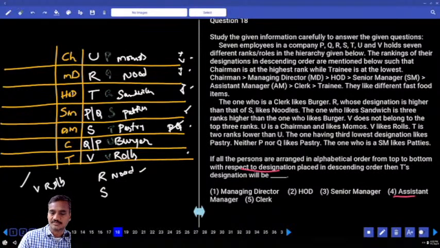Done? Maybe you were confused by the descending order. Chairman to clerk, trainee is the descending order.